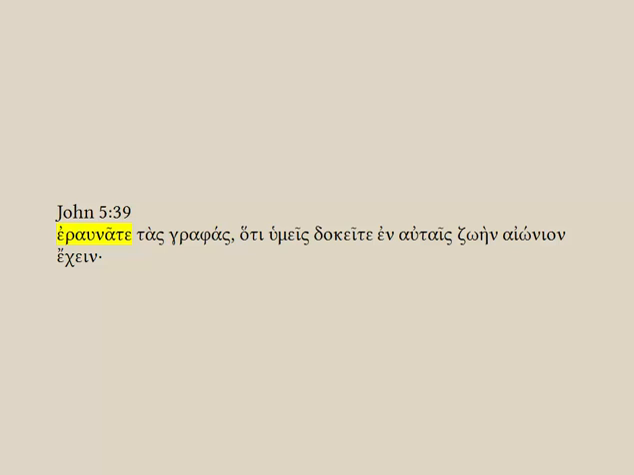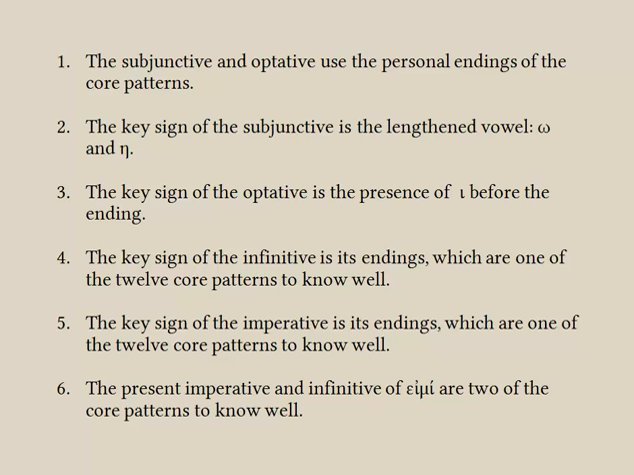Jesus may be commenting on these Jewish authorities that they're searching the scriptures because they think that they have eternal life in them, or he may be telling them to search the scriptures. Here's a summary of what we've seen in this video. The subjunctive and optative have personal endings that form a core pattern. The key sign of the subjunctive is the lengthened variable vowel to an omega or eta. The key sign of the optative is that iota before the ending.